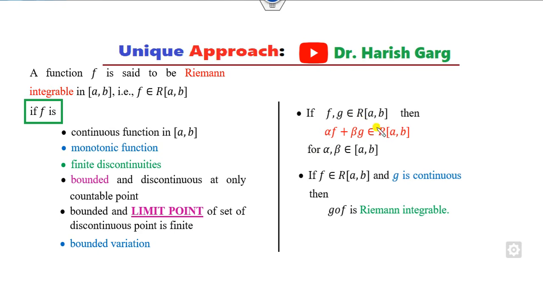The linear combination of two Riemann integrable functions, alpha f plus beta g, where alpha and beta are any reals, is a Riemann integrable function. And the composition is also Riemann integrable if you prove that f is Riemann integrable and g is continuous. Then you can say it is Riemann integrable, otherwise not. Now based on these small shortcut tips, I can solve all those 45 plus questions within a couple of seconds, and you can also solve with me after learning.